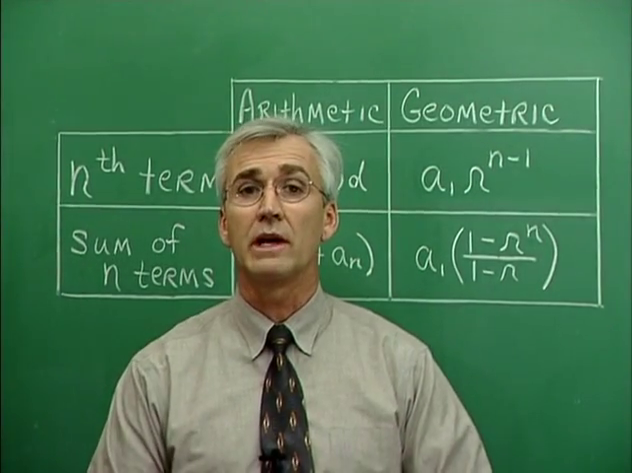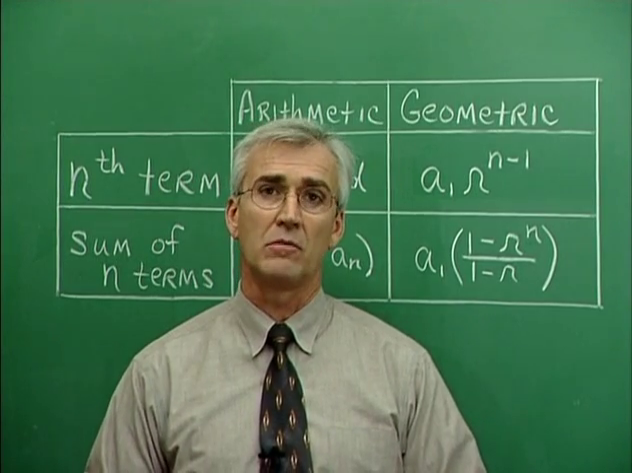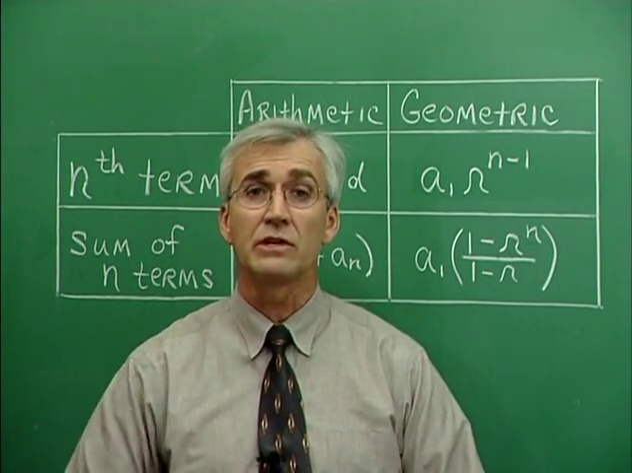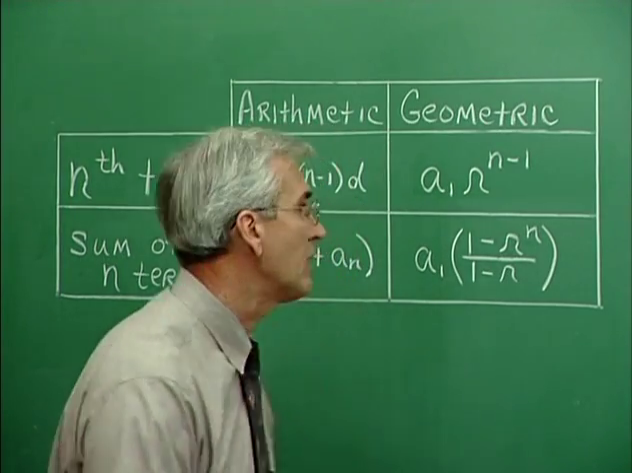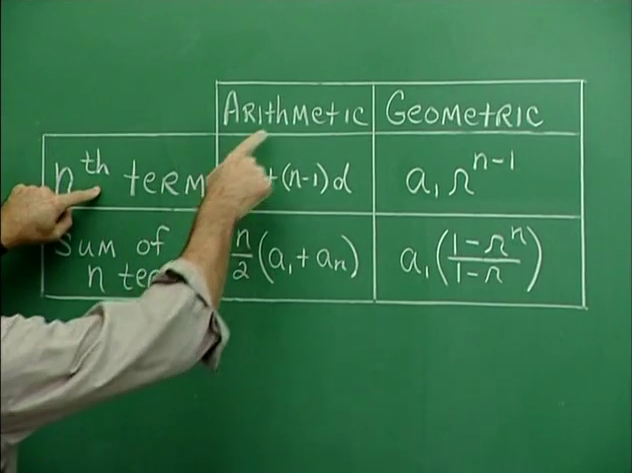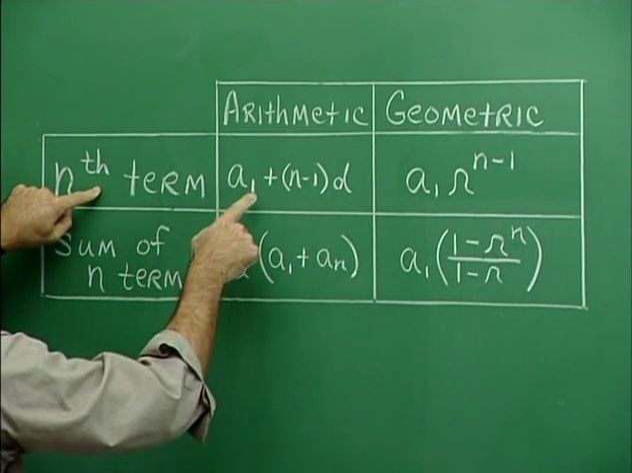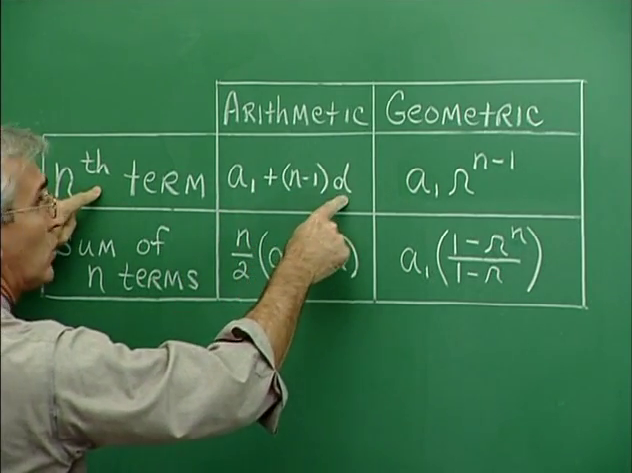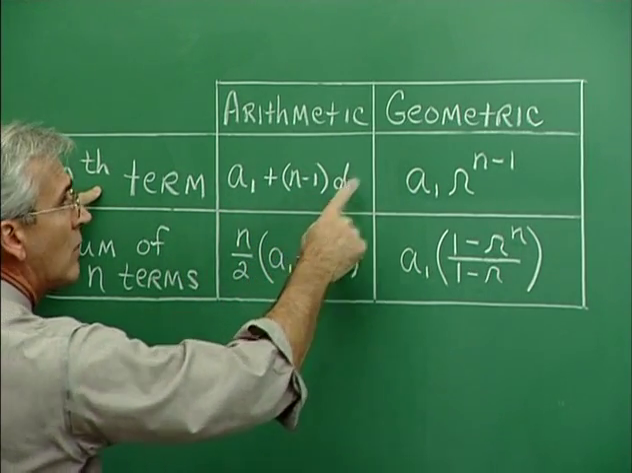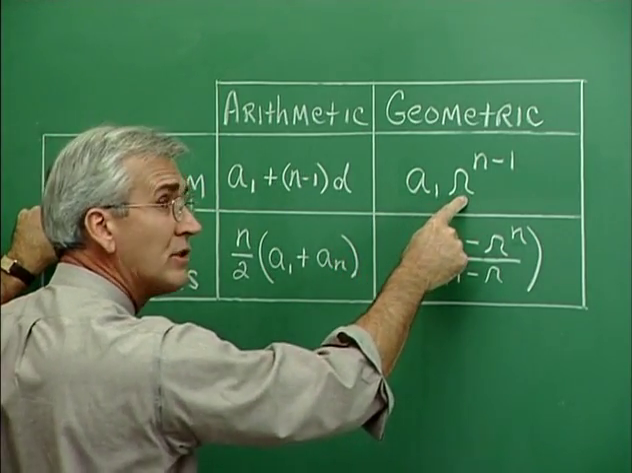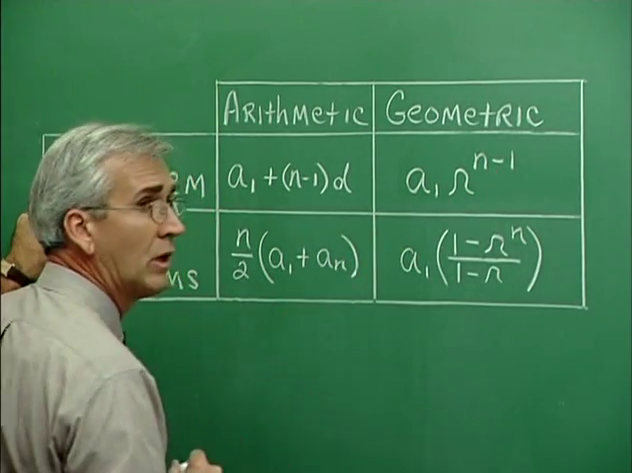Up to this point, we have talked about 3 different mathematical models, 3 formulas dealing with arithmetic and geometric sequences. Let's review the 3. 2 of them have to do with finding the nth term. The nth term in an arithmetic sequence is found by a sub n is a sub 1 plus n minus 1 times the common difference. For geometric sequences, it's a sub 1 times the common ratio raised to the n minus 1 power.